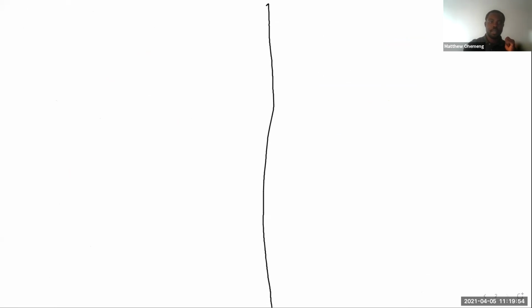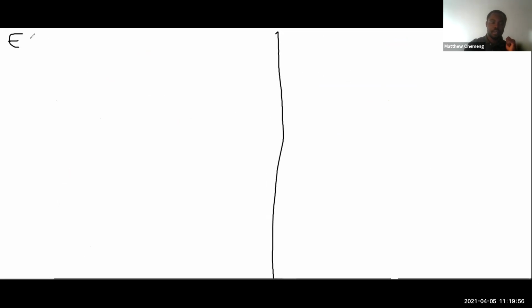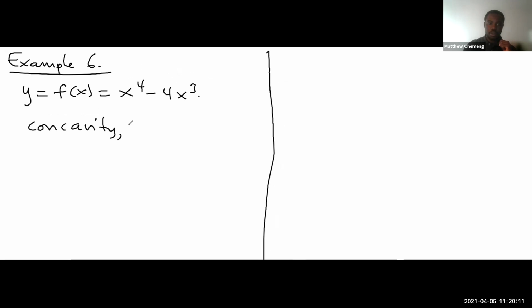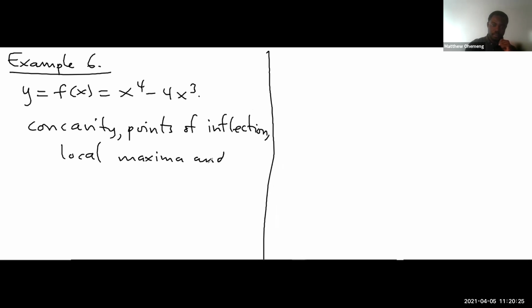Okay, so we have example 6. The function is y equals, in function notation, s to the power 4 minus 4s cubed. And you're interested in concavity, points of inflection, and local maxima and minima.